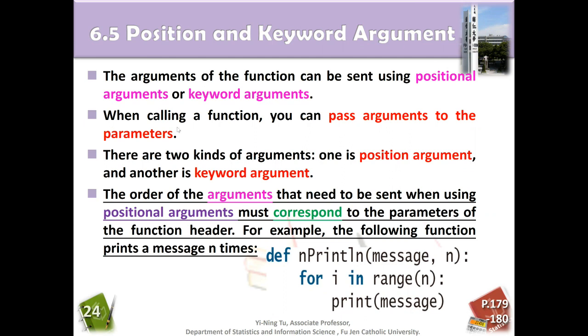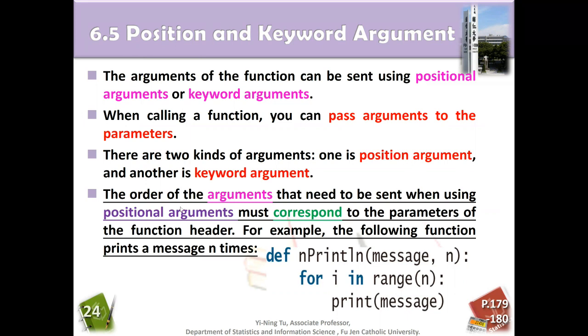When we call a function, you can pass arguments. Arguments are just like parameters, in that we pass the arguments to the parameters. Arguments mean that when we use the function, we decide the real value or real variable we want to transfer, we want to pass. So we pass the argument to the parameters. And there are two kinds of arguments. One is positional argument and another is keyword argument.